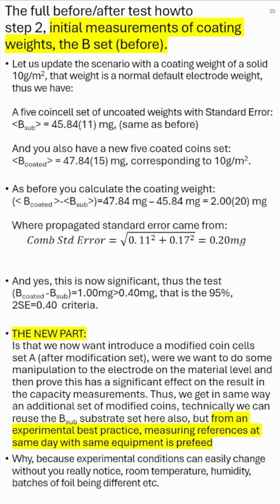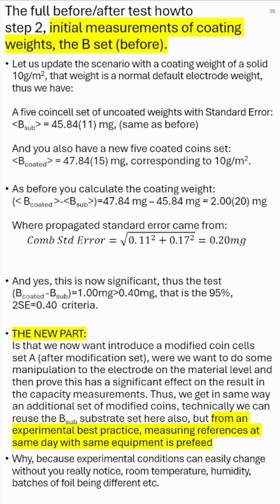And yes, this is significant because 2 milligrams is much larger than 2 times sigma, which is 0.4 milligram. So 2 is larger than 0.4, right? So this is statistically significant coating at 95% confidence interval, right? So far, so good now.